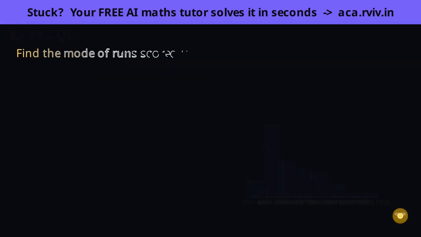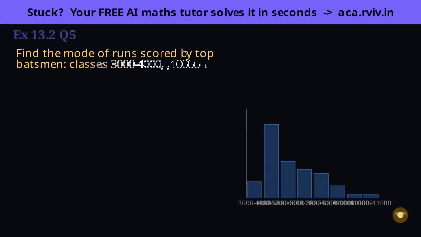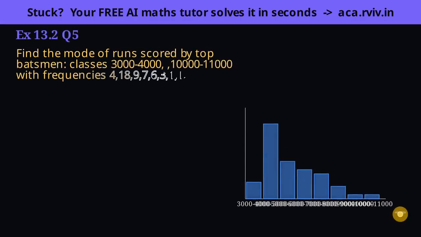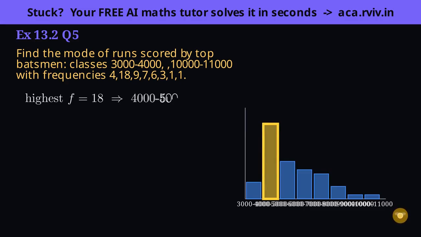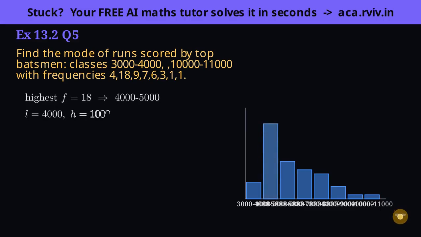One dominant class makes the modal class obvious, and the light neighbors push the mode deep in. One class towers over the rest here, so the modal class is unmistakable, the frequency 18, at 4000 to 5000. Read off L, H, and the neighbors. Both neighbors, 4 before, 9 after, are far below the peak 18, so the numerator will be large and the mode will lean well into the class, not hug the edge.